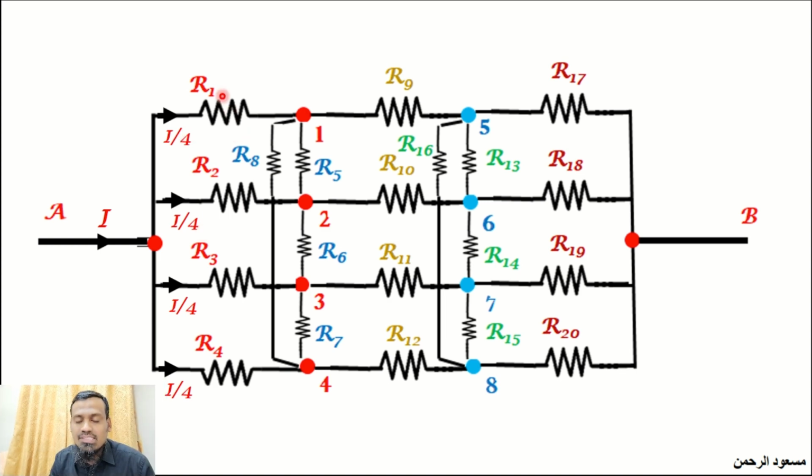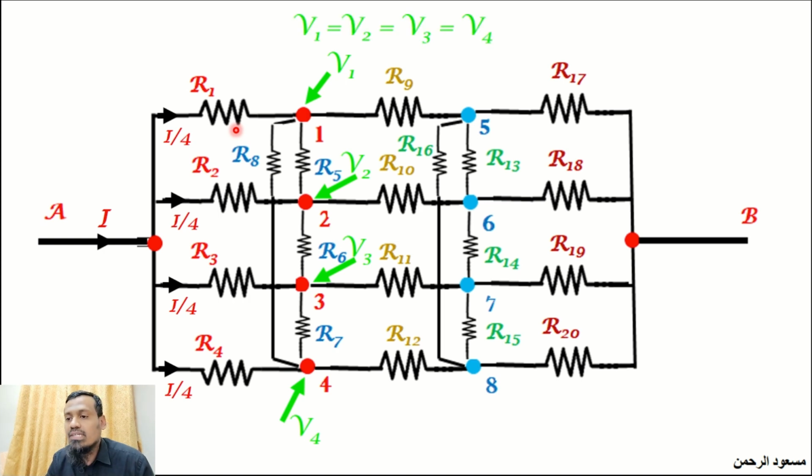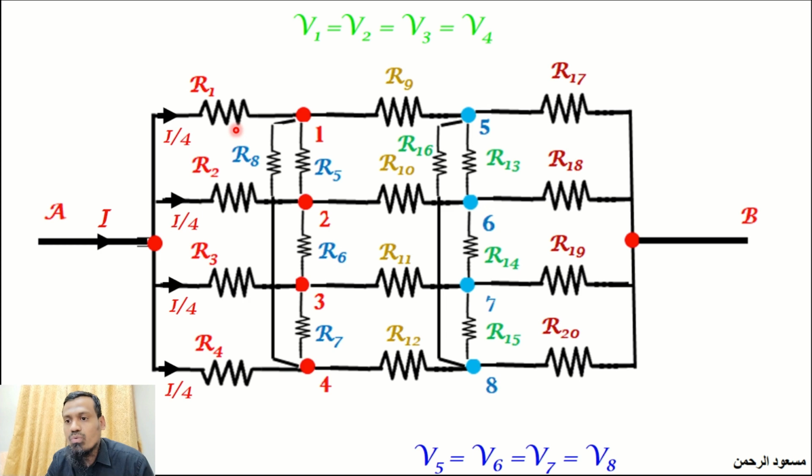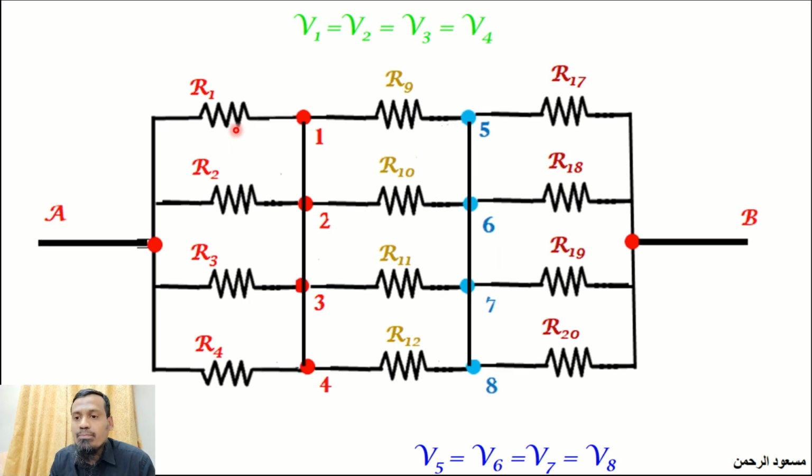Now as you can see, the resistance values and the current values are both equal. So we will end up with equal voltage. The voltages at the points 1, 2, 3 and 4, all 4 voltages, will be equal. Similarly, the voltages at points 5, 6, 7, 8, namely V5, V6, V7, V8, all these 4 voltages will be equal. As the voltages are equal, you can simply short circuit those points because there is no voltage difference. There is no potential difference between point 1 and 2, point 2 and 3, point 3 and 4. Also, there is no potential difference between point 5 and 6, 6 and 7, 7 and 8.